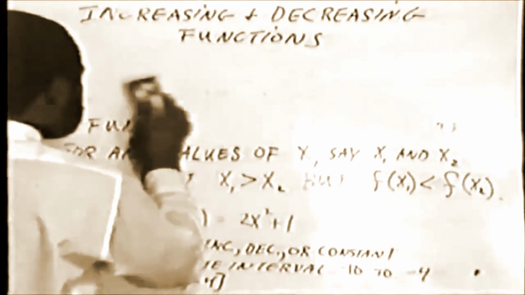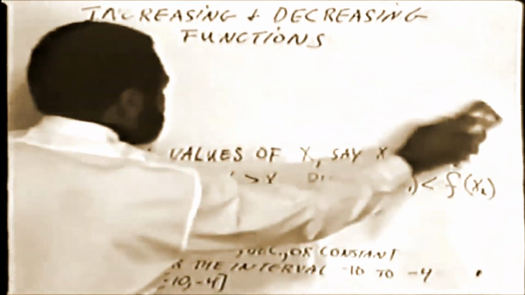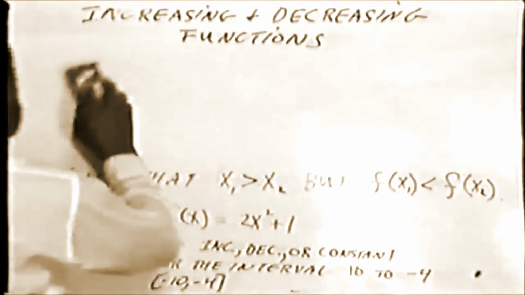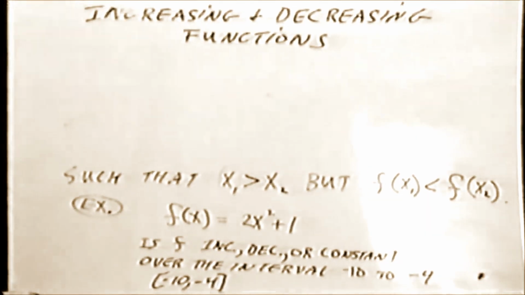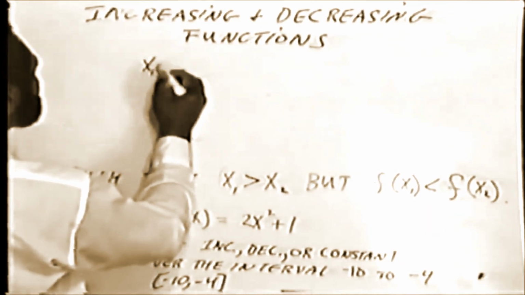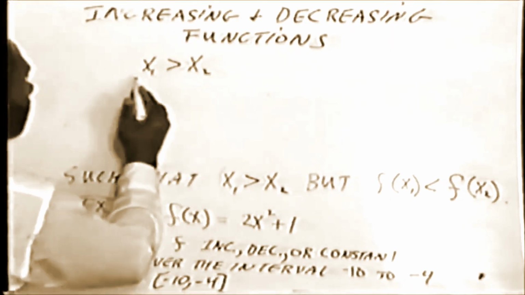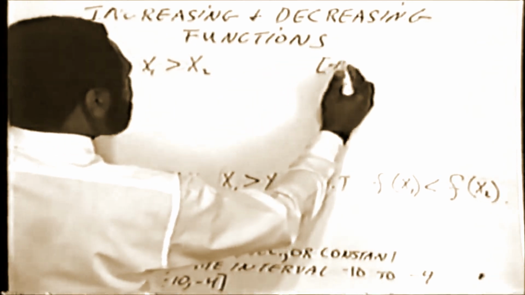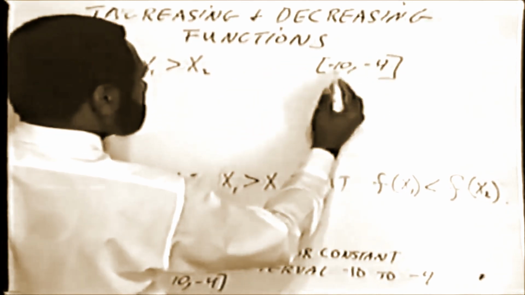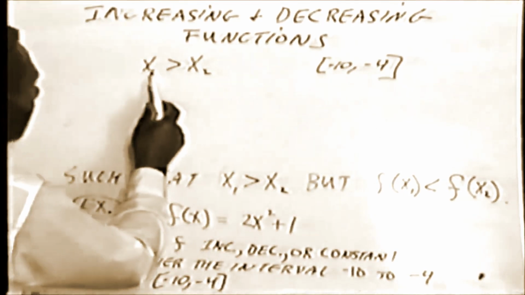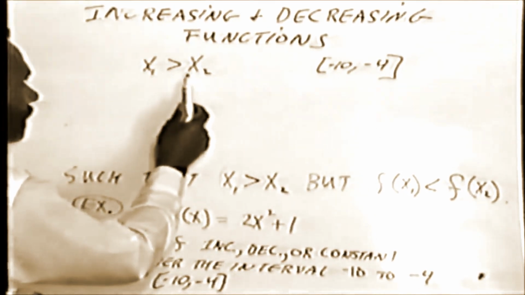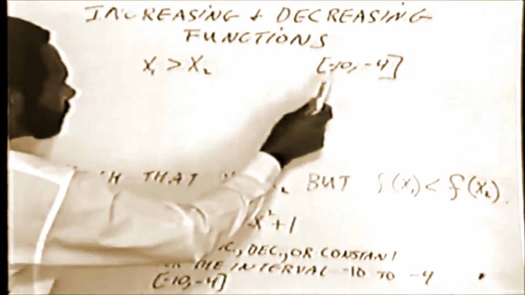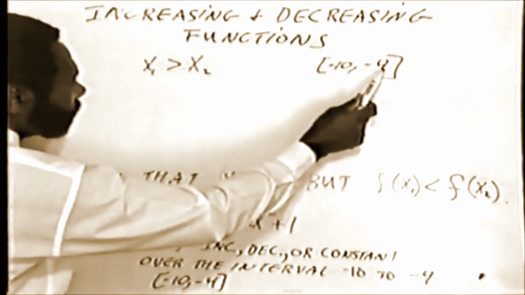So first of all, we have to set up the relationship between our two values of x1 and x2. Now we said that when we start out, x1 would be greater than x2. The interval we're talking about is negative 10 to negative 4. Now x1 has to be the greater value of the two numbers that you're talking about. So in this case, with x1, would it be negative 10 or would it be negative 4?